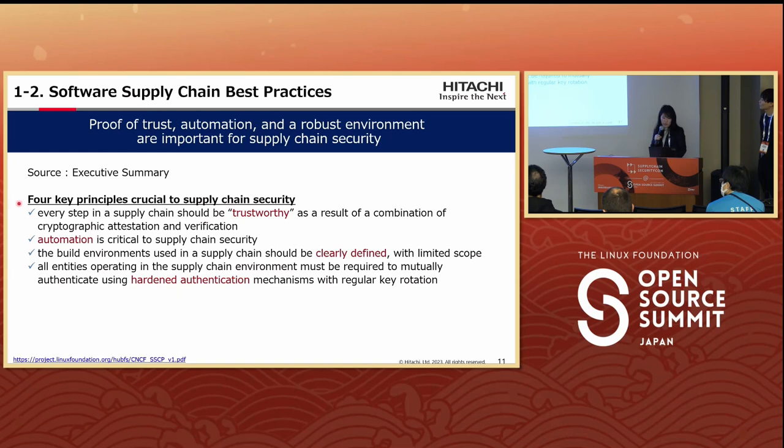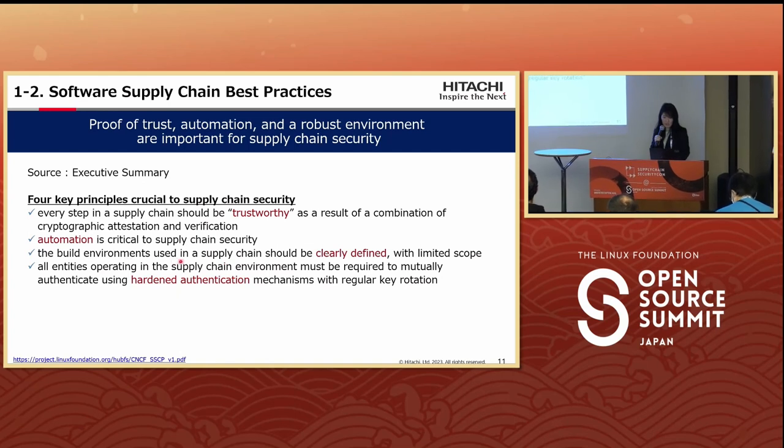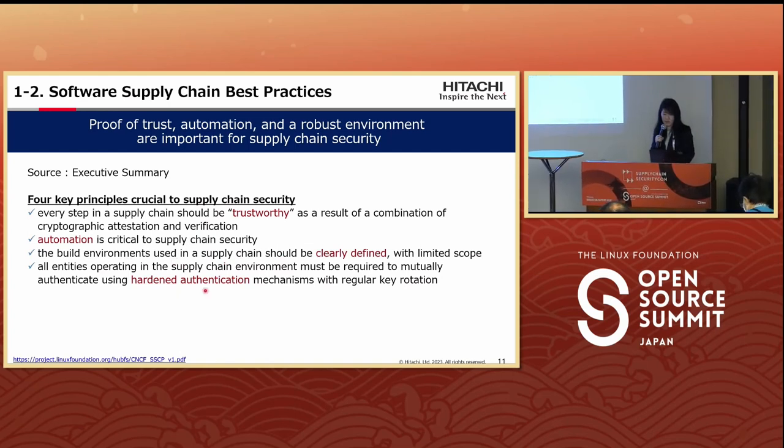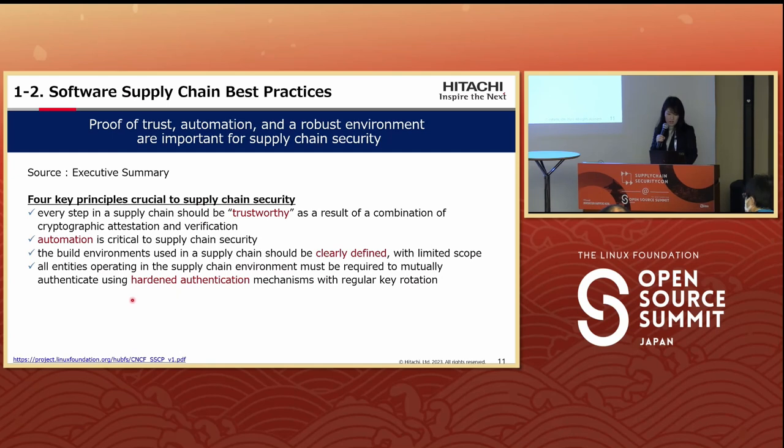I will briefly introduce these four key principles crucial to supply chain security from the executive summary. Every step in the supply chain should be trustworthy, and automation is critical to supply chain security. And the build environment should be clearly defined, and a hardened authentication mechanism is very important for supply chain security.